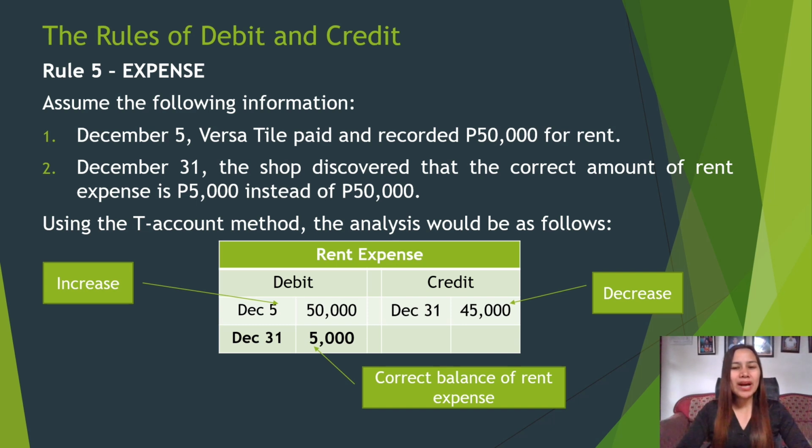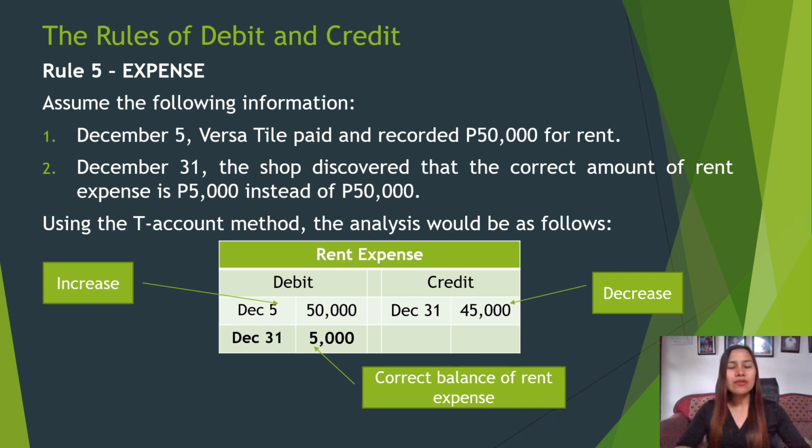On December 31, the shop discovered that the correct amount of rent expense is 5,000 instead of 50,000. So it means to say the expense was overstated. So what should be done? In order to correct the amount, we have to adjust the amount. We have to decrease the amount by 45,000. So how is that?